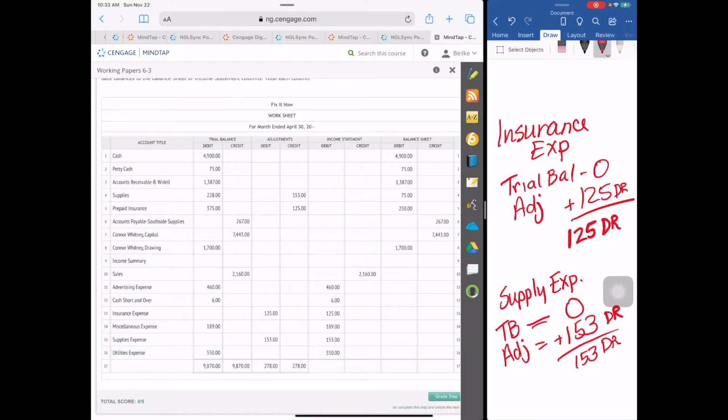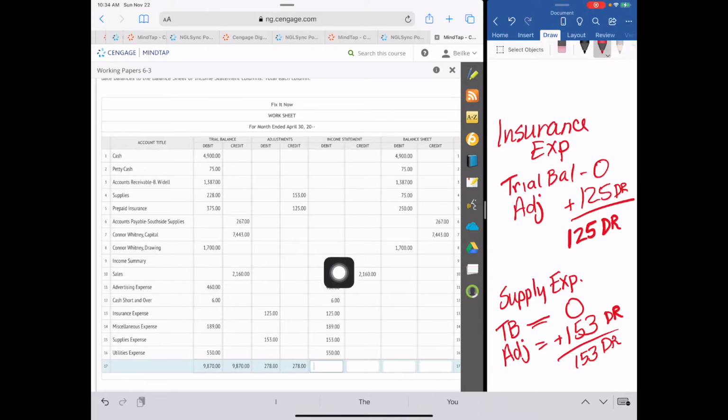Okay, so we have all of our adjustments there. Next, what we're going to do is we will add up the columns. So we're going to add up all of our income statement debit. So I would go through and add up all those numbers, and I would come up with $1,483. I would add up my income statement credit. There is only one total there, so it's an easy add.